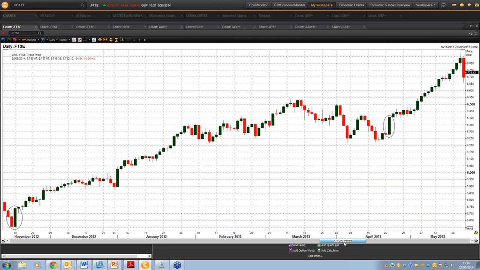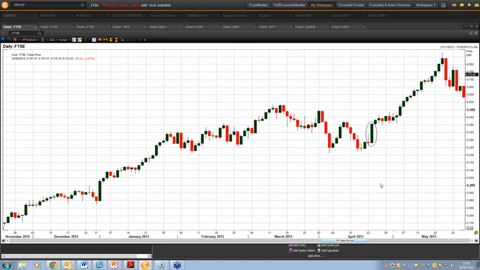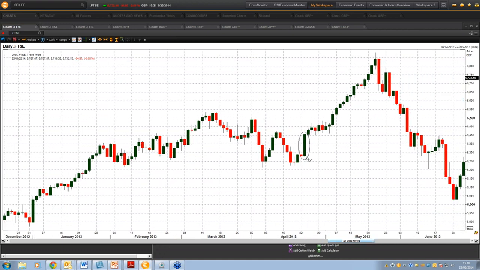Okay, so moving on to another Marubozu in April 2013, where again was really the start of the new trend. As I said when I was telling you about the theory, you do quite often see that when you get a breakout in a specific direction, you'll get that pattern happening.